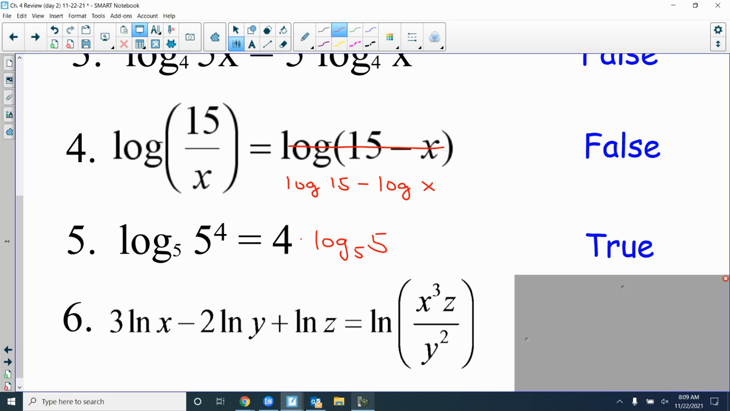Plus, we also had the property, one of our properties, the log base a of a to the x equals x. So that's automatically going to be true, in terms of that.